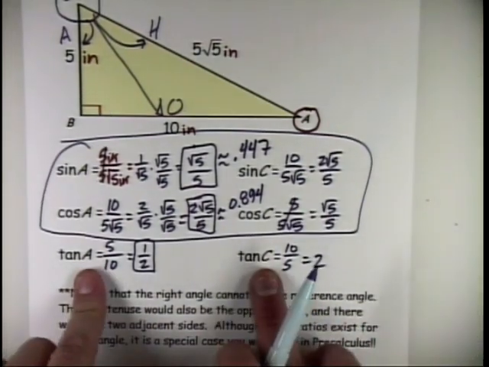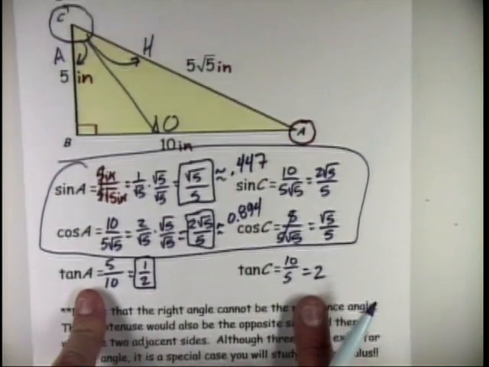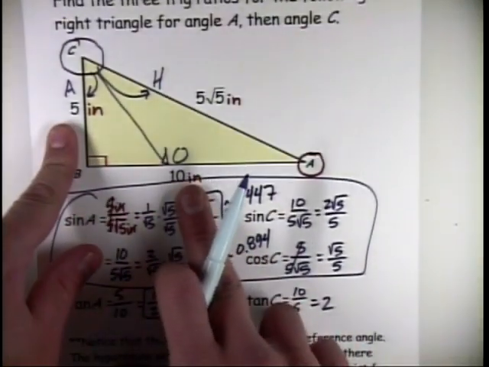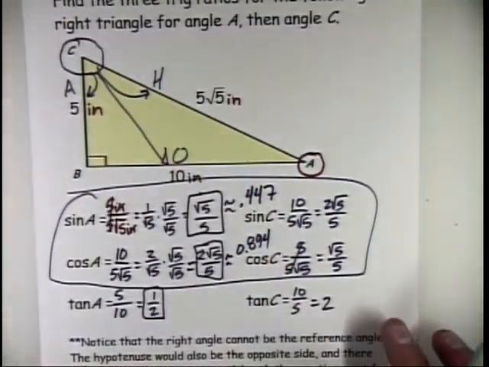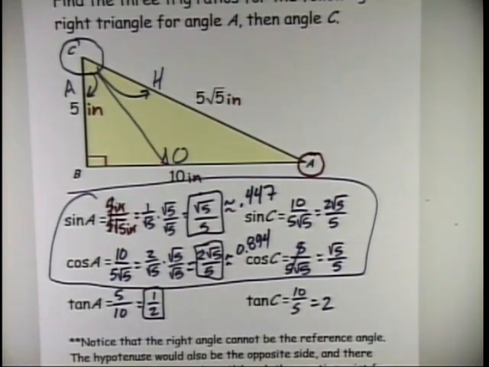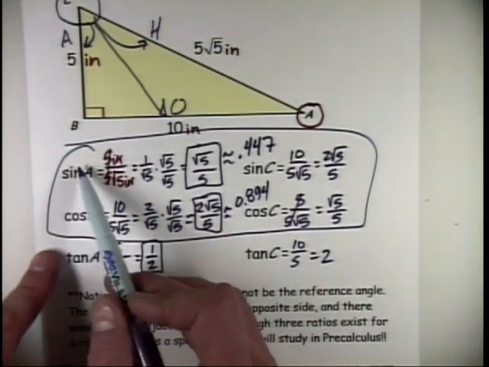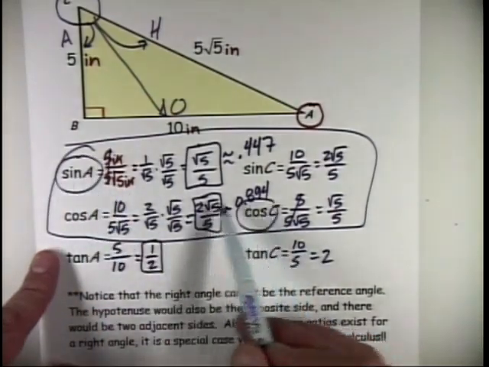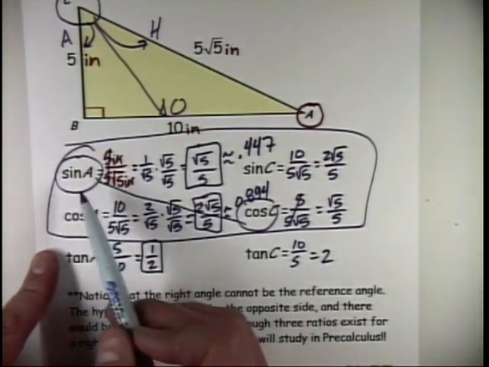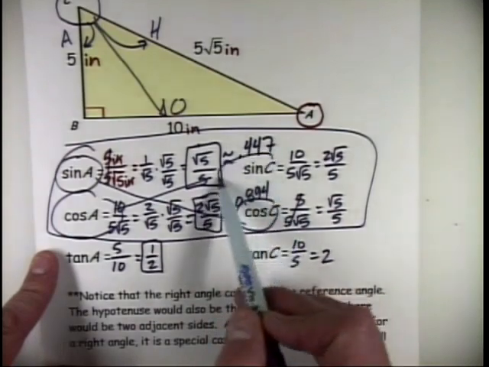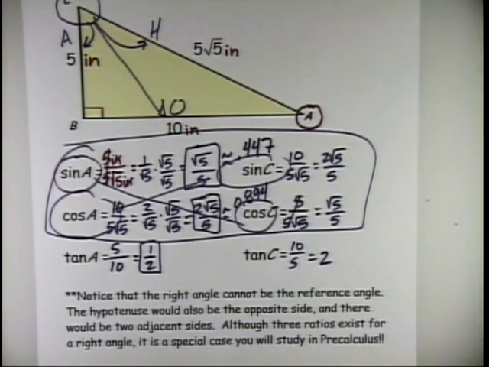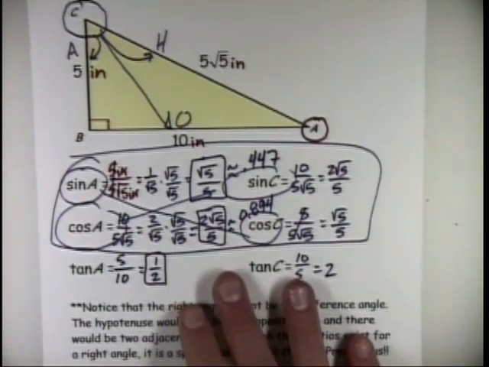Now the tangent values can be greater than 1 because we're just looking at the ratio of the two legs, and one could be larger than the other, it doesn't really matter. The other thing that I want to look at a little more closely here was what we noticed, that sine of A and cosine of C were the same value, and cosine of A and sine of C were the same value. Well, that is really not just a coincidence. That's always going to be the case.